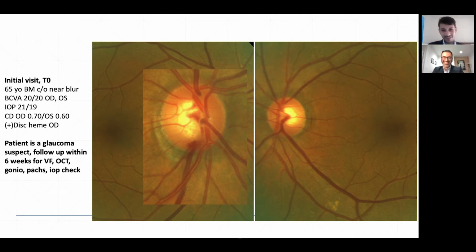That's good. I mean, this heme, you look at it, it's really almost camouflaged with those blood vessels right there. It's really tough to pick up. Yeah, that's a really tough one. So, of course, this is a glaucoma suspect, and they're coming back for the full workup.